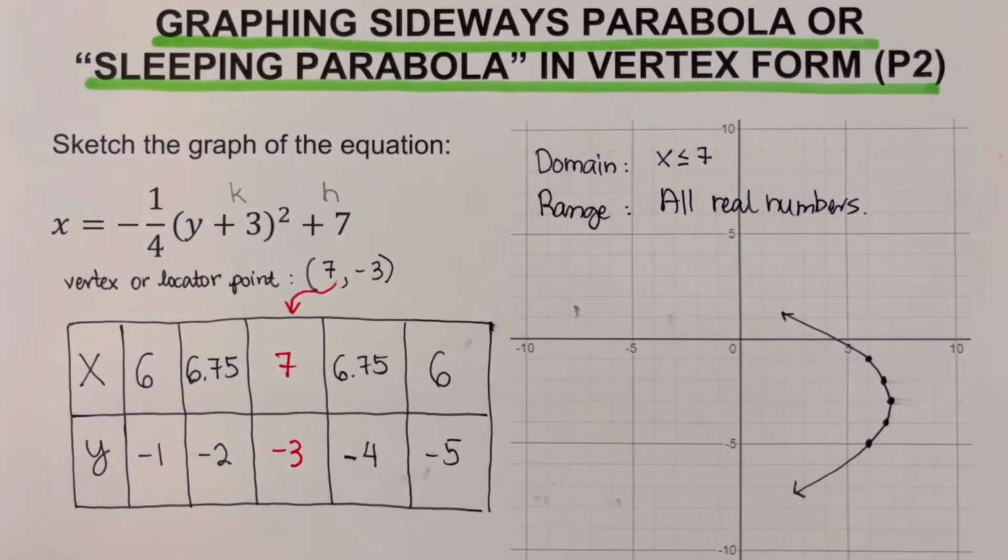Okay, so the domain would be the values of x that are less than or equal to 7, while the range should be all real numbers going up and going down. Now let's move on to the next example.